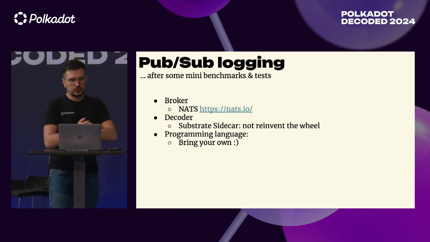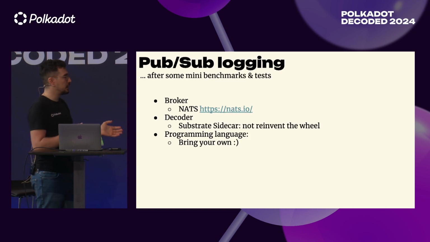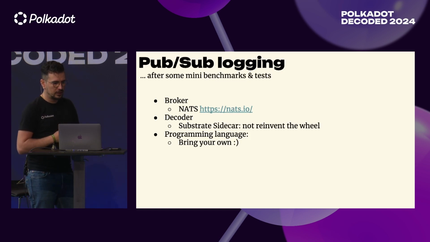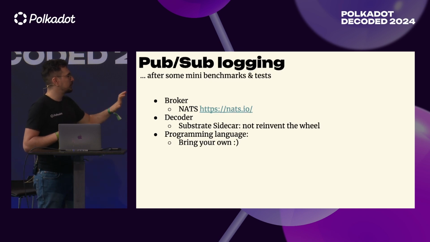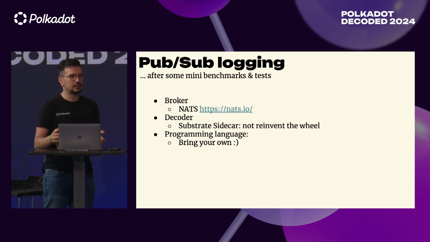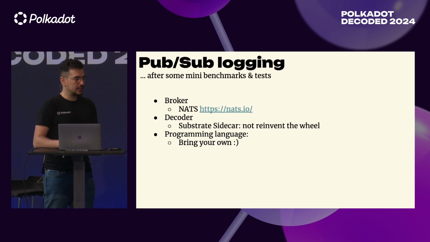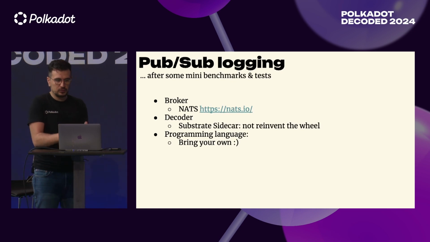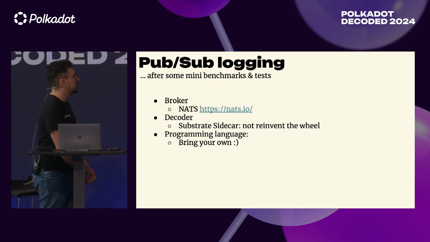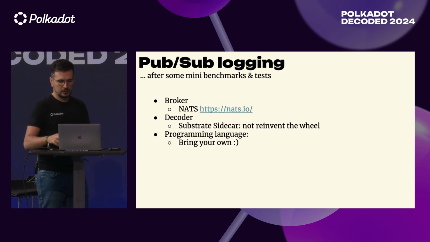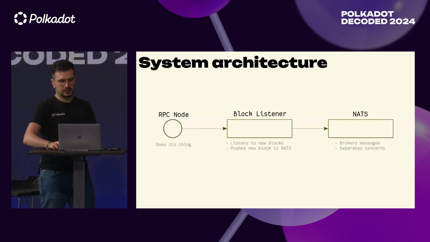As a broker, we use a tool called NATS, right? It does that very well. It's a very lightweight alternative to Kafka, for those who know that. As a decoder, we'll use Substrate Sidecar. So instead of reinventing the wheel for each chain, we use a tool that is maintained by Parity, and that we have a stake in making sure that it works right to decode the blocks. And as a programming language, we didn't make any assumptions. Anyone can use the programming language they want to interact with this system.